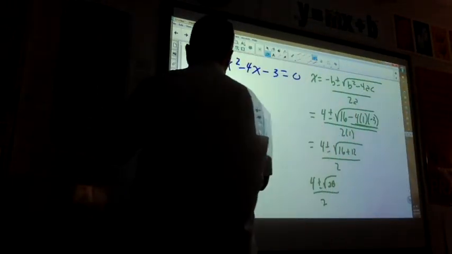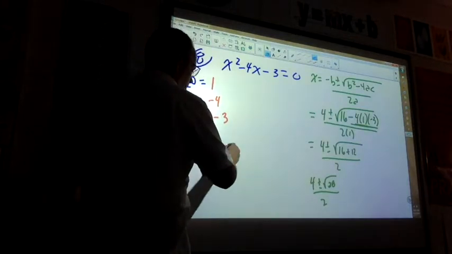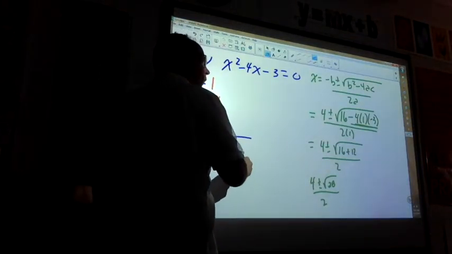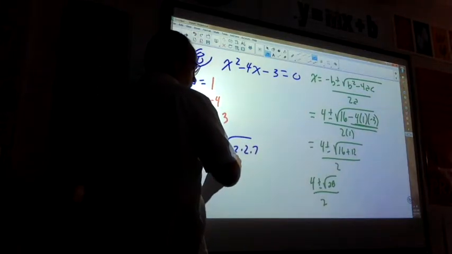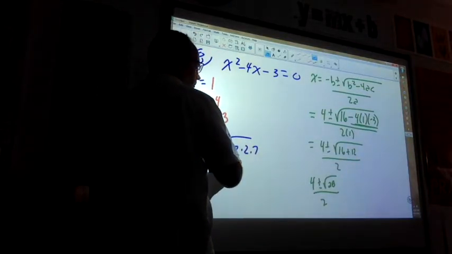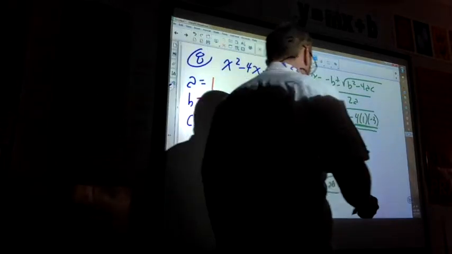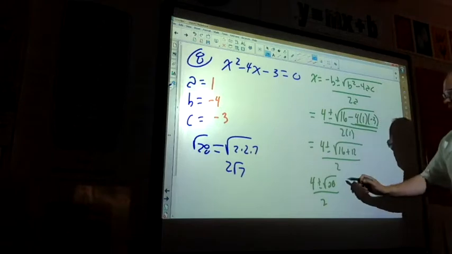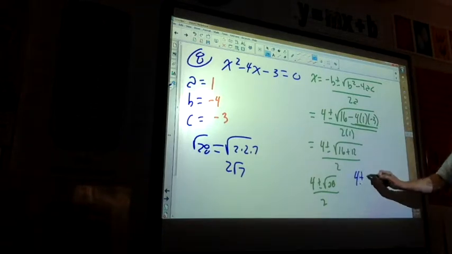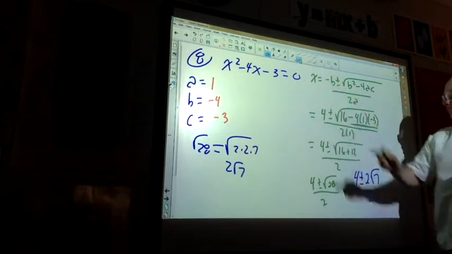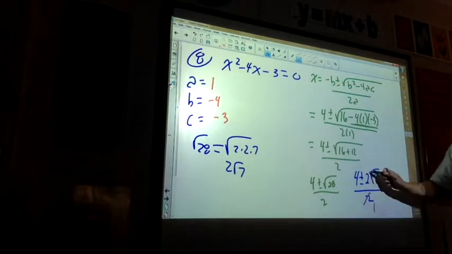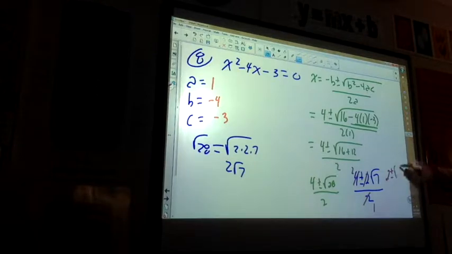So root 28, let's break 28 down. That's going to be 2 times 14. 14 is 2 times 7, yes? So you can bring a 2 out. 2 root 7. All right, so this becomes 4 plus or minus 2 root 7 all over 2. What's the last step? Reduce. 2 goes into 2 and it goes into 4. So I get 2 plus or minus root 7.